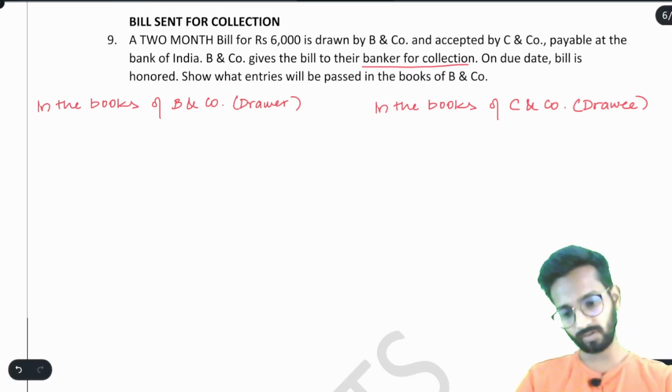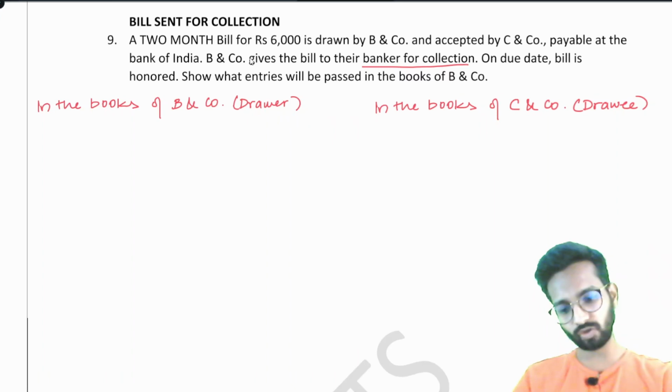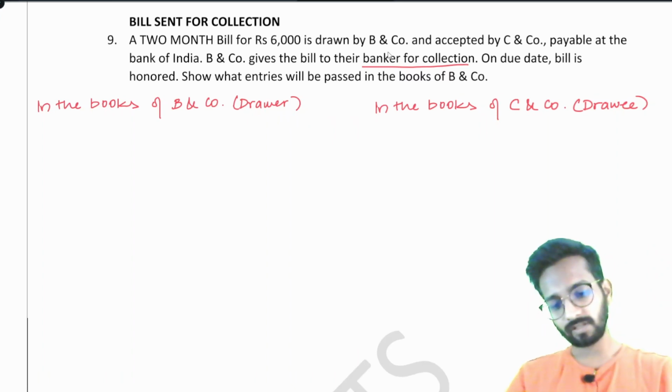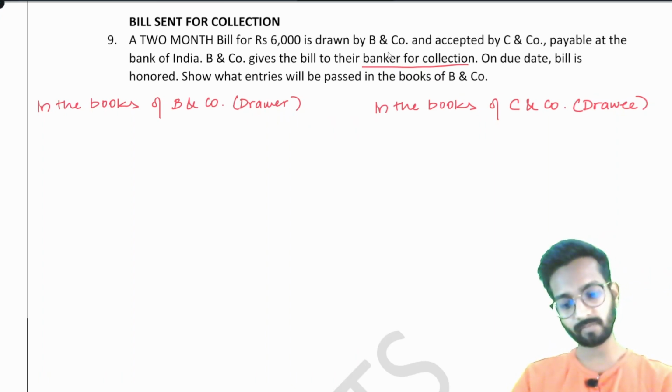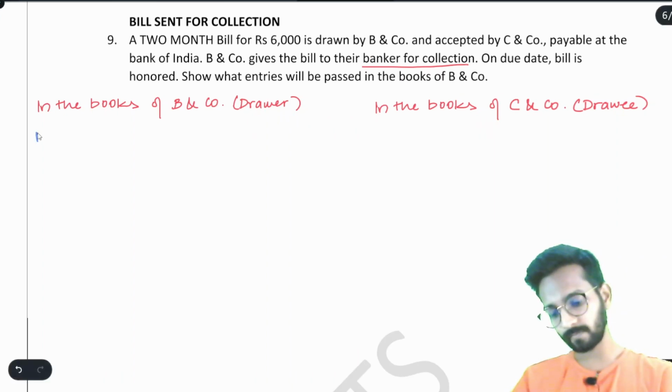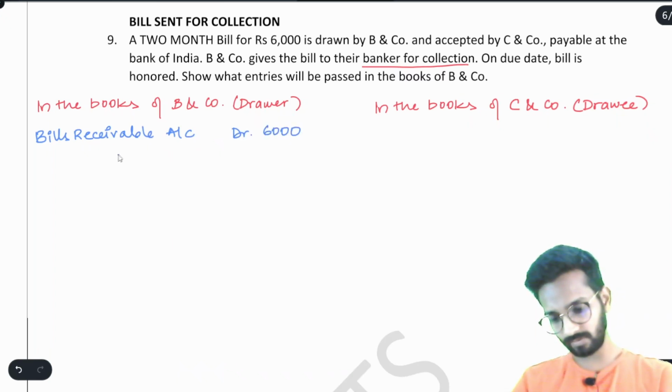Okay, now the first entry will be a 2-month bill for rupees 6,000 is drawn. They have not mentioned anything about sales, so we will not write anything for sales. They have written a bill is drawn by B and accepted by C. So in the books of B we will write bills receivable account debit 6,000 to C and Co. account 6,000. What will C write?